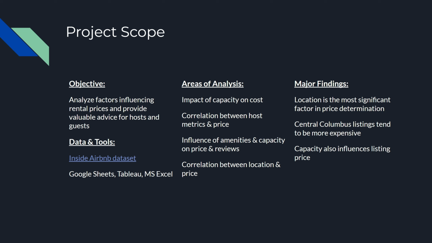Some of the areas we are going to analyze in this project include the impact of capacity on cost, i.e. how many people could sleep or stay in the Airbnb, the correlation between host metrics and price, the influence of amenities and capacity on price and reviews, and the correlation between location and price.